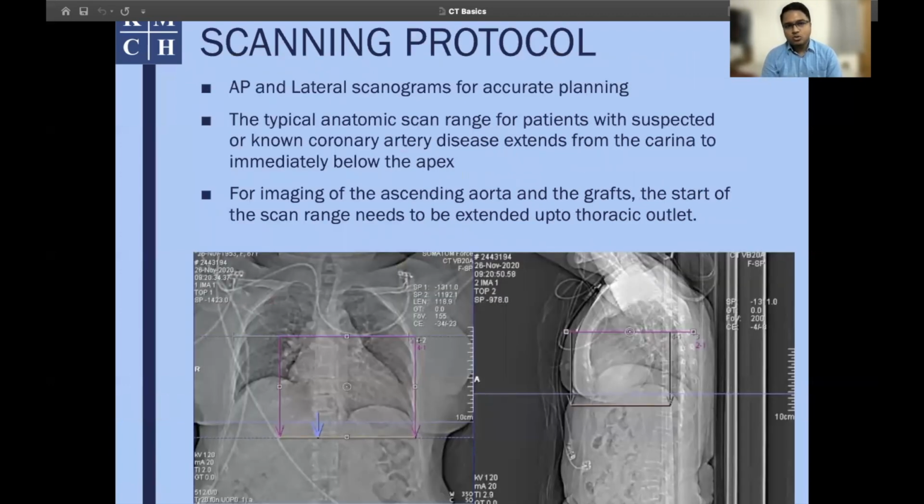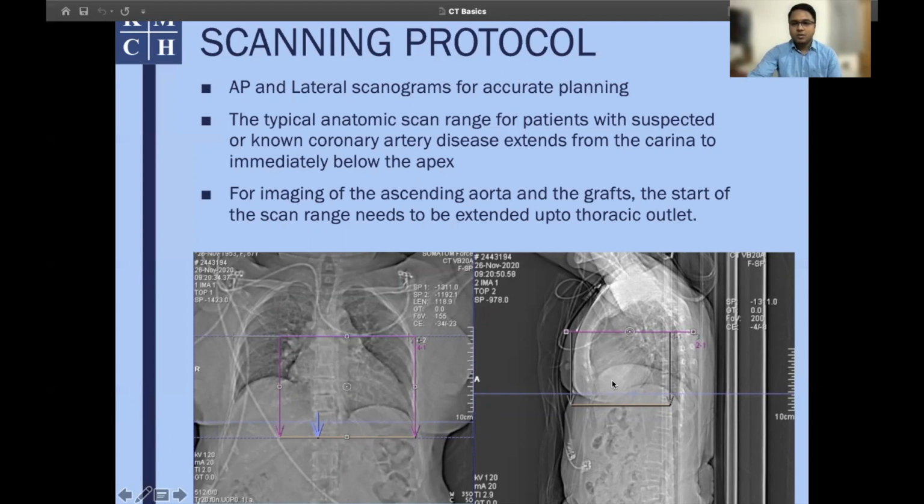Coming to the scanning protocol, the scanning protocol consists of first two topograms, the AP and lateral topograms, which help in accurate planning. This also helps the system in identifying the KV and MAS required for this particular patient. The typical anatomic scan range for these patients will extend from the level of the carina. As you can see here, this is the carina. So the scan range is from the level of the carina covering the apex.